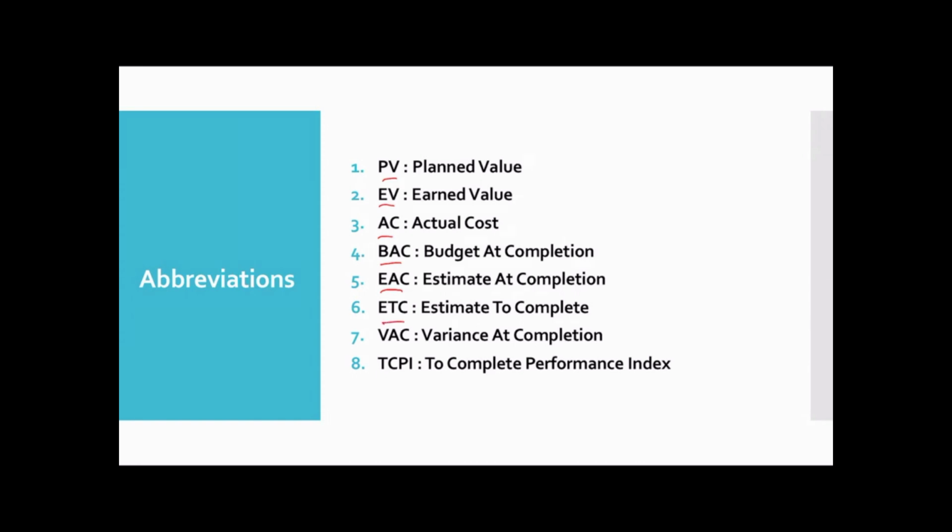Variance at completion is the difference between the budget at completion and the estimate at completion. To-complete performance index is the rate at which you must complete the project, given the cost being measured against the budget value or the estimate value. So these are some of the abbreviations you'll see in the future slides. Let's go ahead.